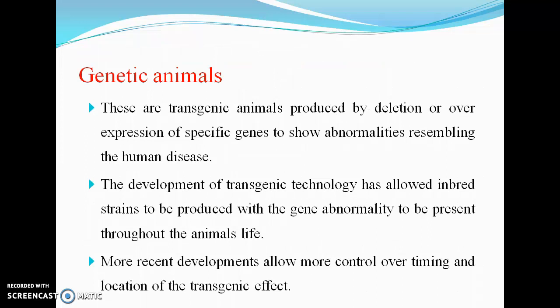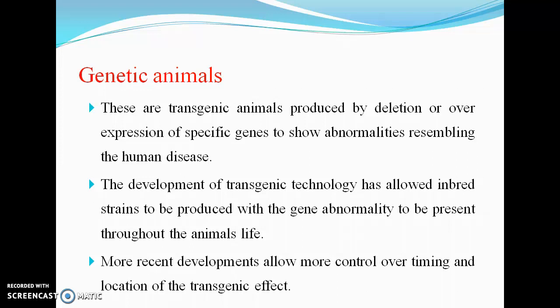Let us see the next type, that is the genetic animal models. So now the word transgenic animals, I was telling, is where we change the gene sequences. Sometimes these transgenic animals can be produced by deletion, or sometimes overexpression of specific genes is done, in order to show some abnormalities that may resemble the human disease. The development of these transgenic technologies has allowed inbred strains to be produced with the gene abnormality throughout the animal's life. These are advantages.